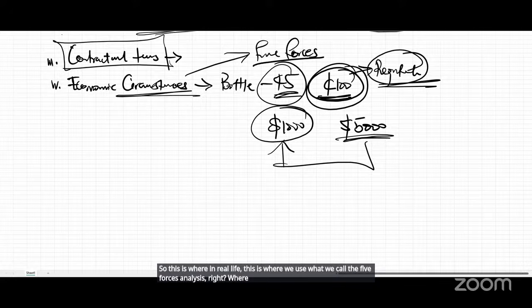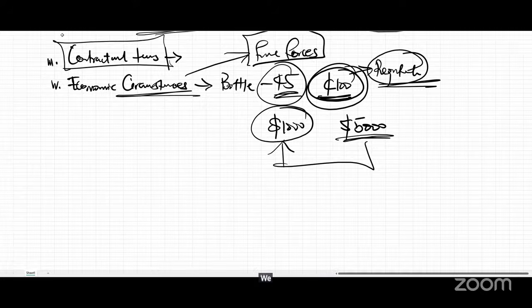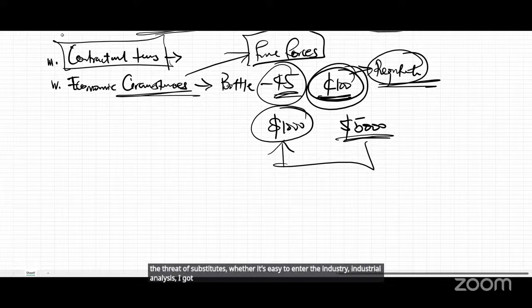Where we look at the bargaining power of customers, the bargaining power of suppliers. We look at the threat of substitutes, whether it's easy to enter the industry, industrial analysis. I get it. We look at competitor threats. It's a lot of work, eh? I tell you, what we do in exam is just the surface. We go deeper. Okay, so these things are very easy. I mean, when you get it, you understand, right?